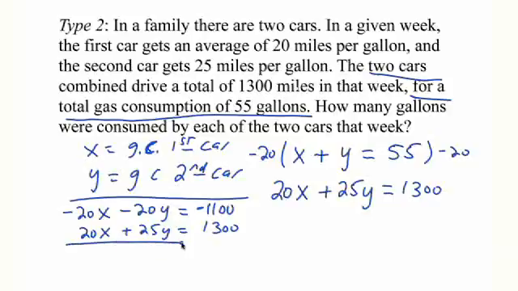And now when I add, wonderful things will happen. Negative 20x and positive 20x is 0. 25 minus 20 is just 5y. 1,300 minus 1,100 is just 200. So divide both sides by 5, and it looks like y equals 40.